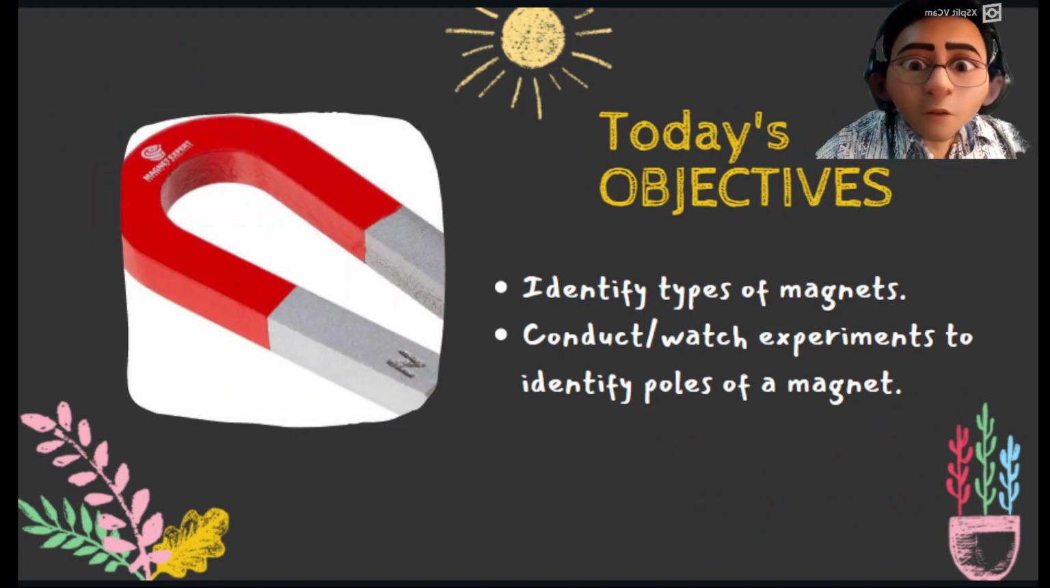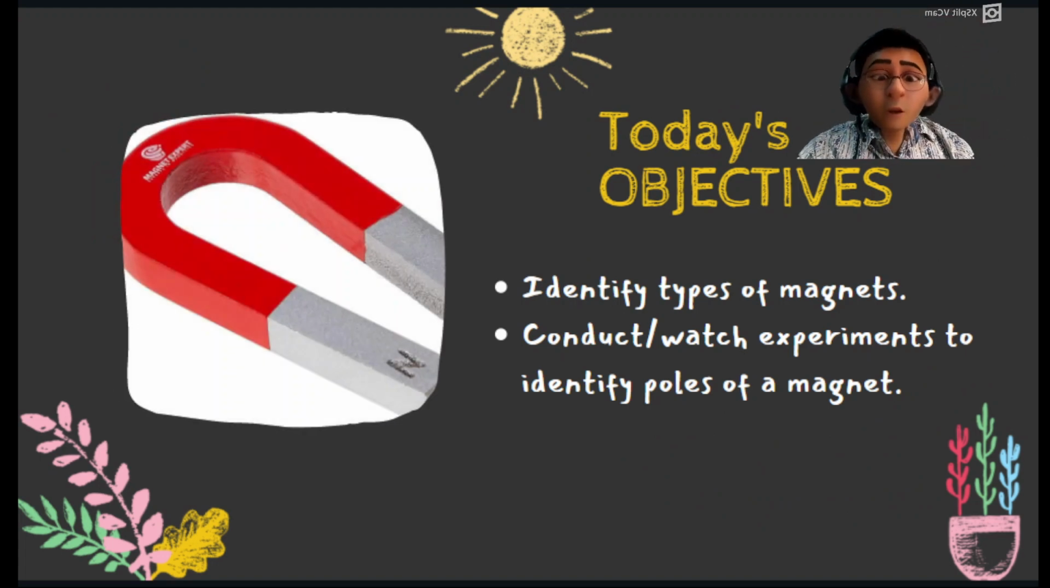So today's objective, we are talking about magnets, and the objectives are to identify types of magnets, and conduct or watch experiments to identify poles of magnets. Now maybe if you have magnets you can try at home, but for now in this video you shall watch experiments to identify the poles of a magnet.